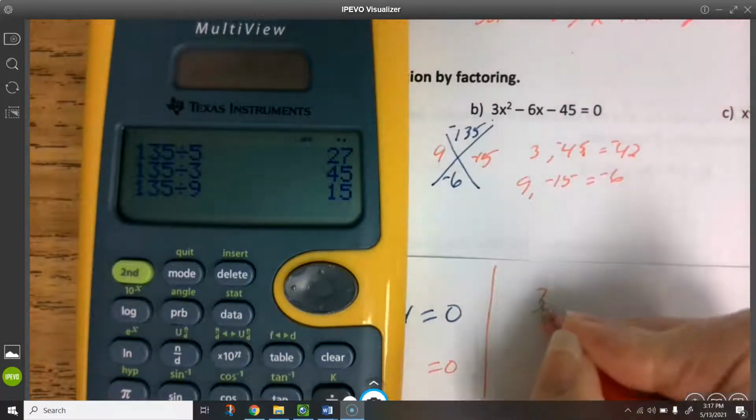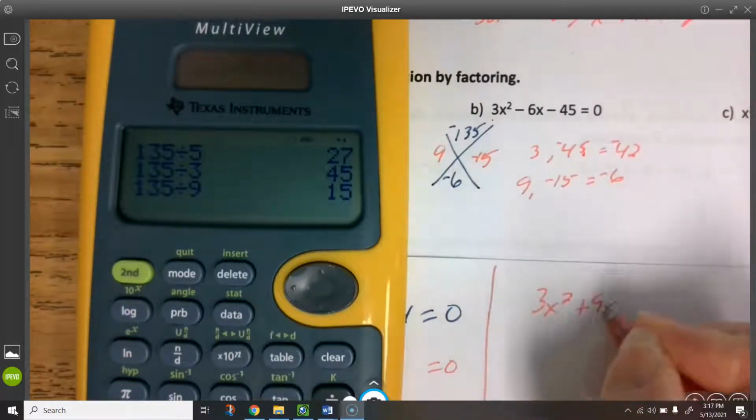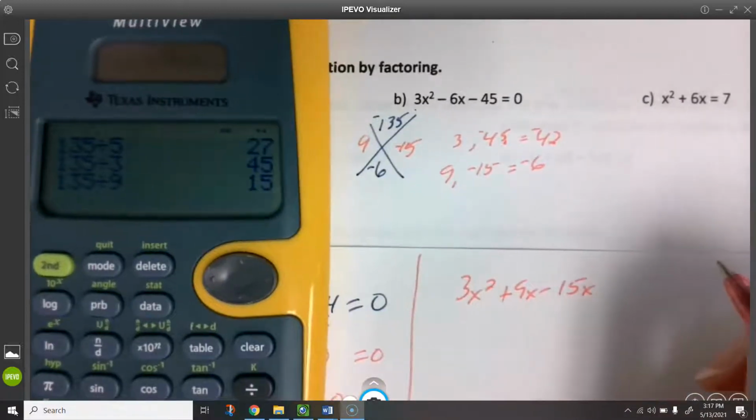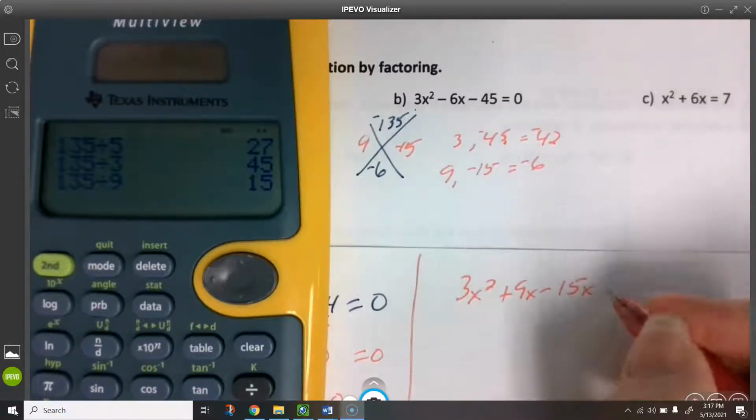So we're going to write it out as 3x squared plus 9x minus 15x. And again, please, please, please stop the video when you're getting it. Do it on your own and then just come back and check the answer. I have no problem with you fast forwarding through me. Okay, so feel free to do that.